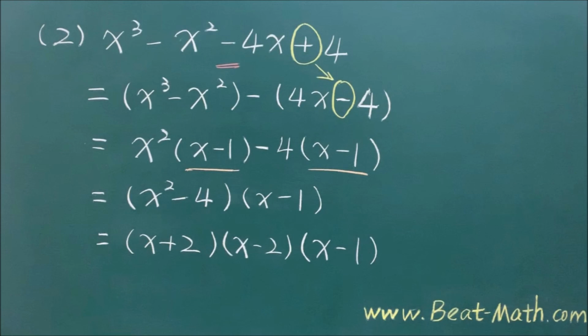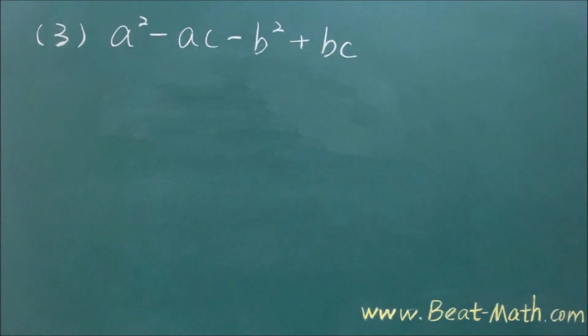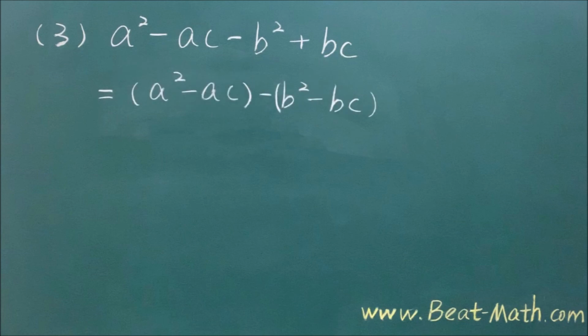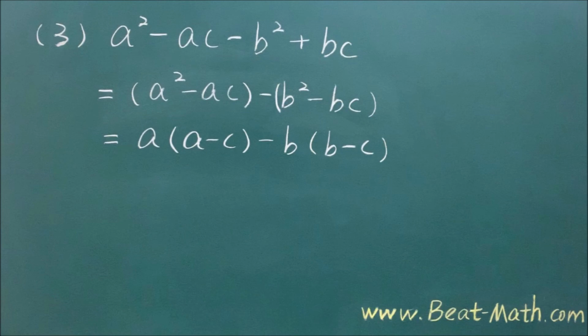But that is not always the case. We might find some polynomials are like this: a squared minus ac minus b squared plus bc. If we just regroup the first two and the last two items together, we get a times the quantity of a minus c minus b times the quantity of b minus c. We won't get any new common factors after this.